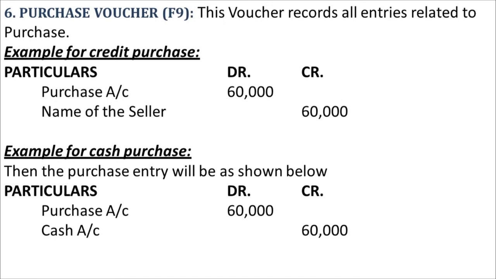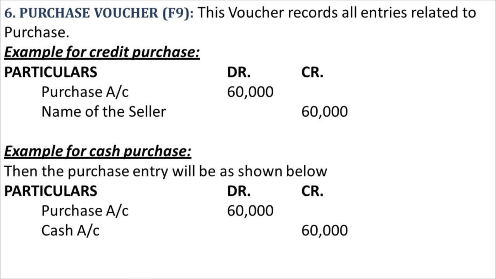Purchase voucher, F9. This voucher is to record all trade related purchases. Okay, if you are making sales in the trading business, then the sales voucher. If you are making purchases from the creditors, then the purchase voucher. Example for credit purchase. And remember, for credit purchase as well as cash purchase, we will take the same purchase voucher. Even if a cheque is given, then also we will take it as a purchase voucher.